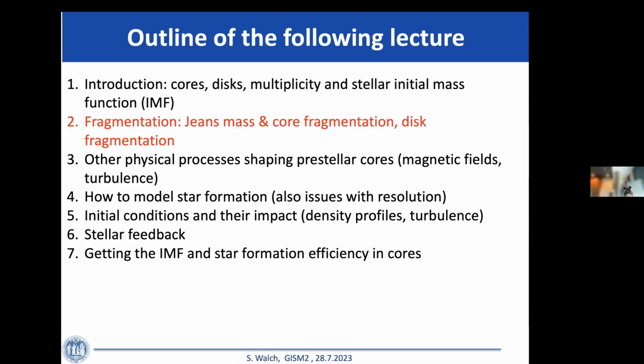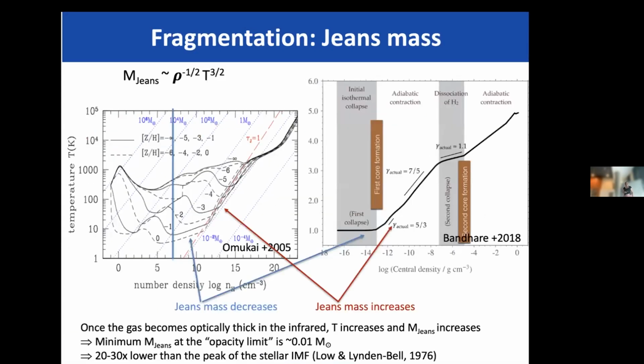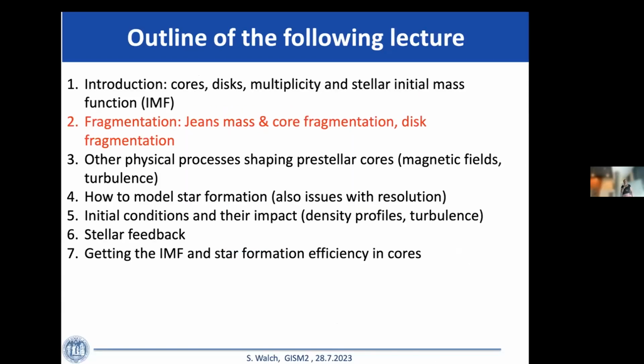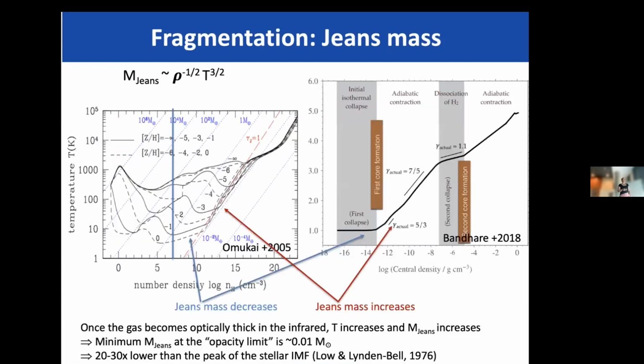And you can either have fragmentation of the core itself, and we will see some examples of that, or you can have fragmentation in the disk later on. So these are two different modes of fragmentation, which we have to take care of. Then what I wanted to show you here is what is actually happening with the fragmentation process.